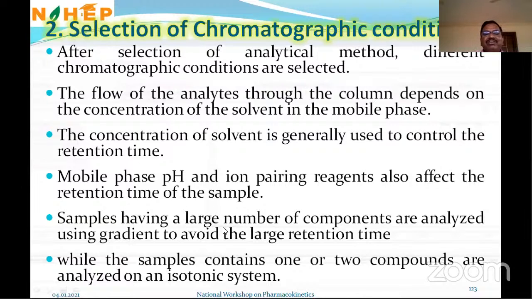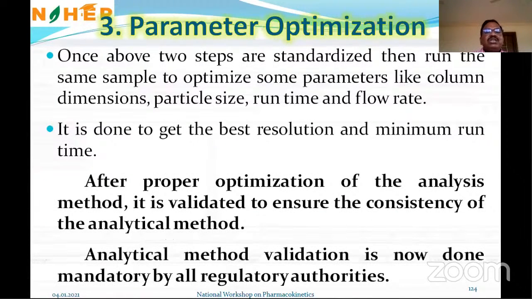For samples having a large number of compounds we use gradient, while if the sample contains one or two compounds, then we can use an isocratic system. Coming to parameter optimization, once the above two steps are standardized, we run the same sample to optimize some parameters like column dimensions, particle size, runtime and flow rate. It is done to get the best resolution and minimum runtime.